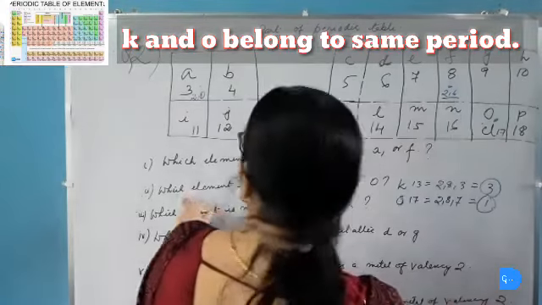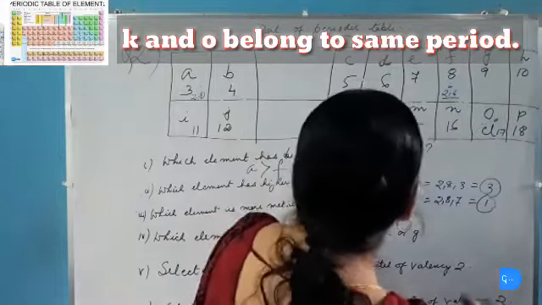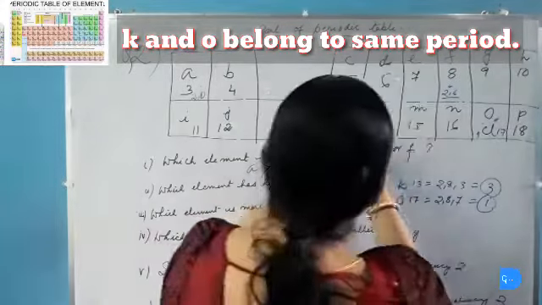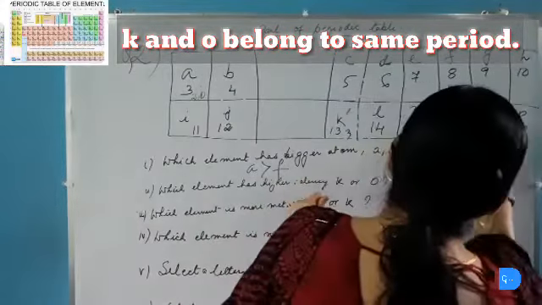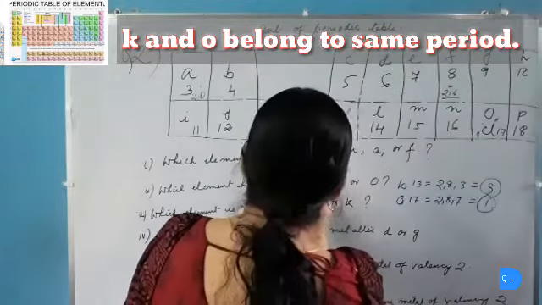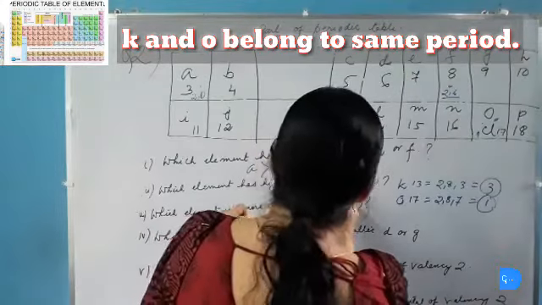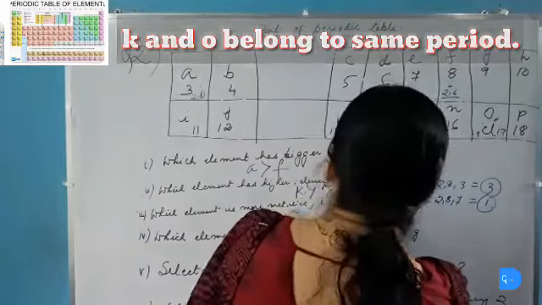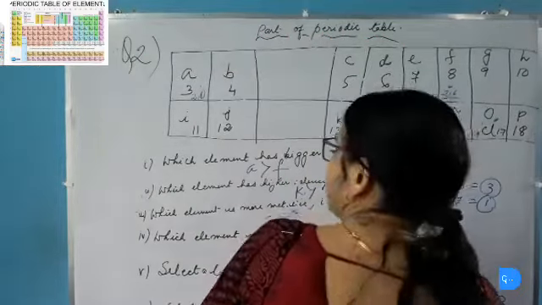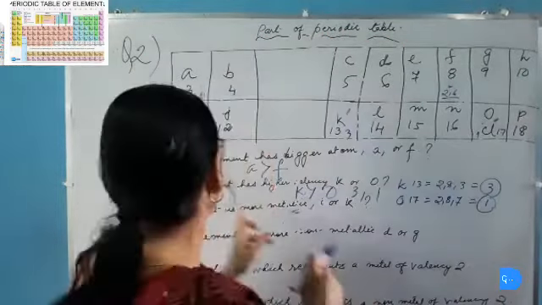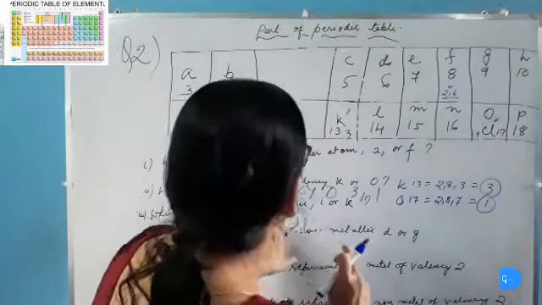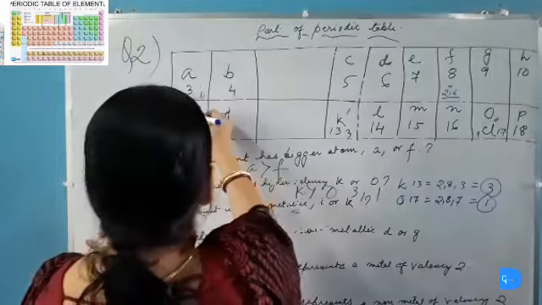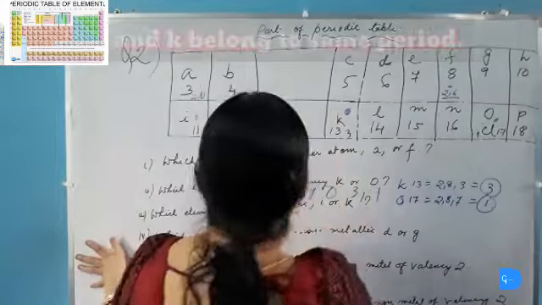Thus here it is asked which element has higher valency, K or O. K has valency 3 and O has valency 1. So K has higher valency than O, because K has valency 3 and O has valency 1. Now let's see the next question. Which element is more metallic, I or K? I or K, which will be more metallic?